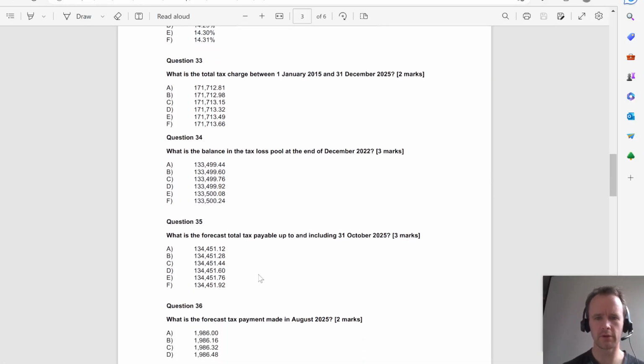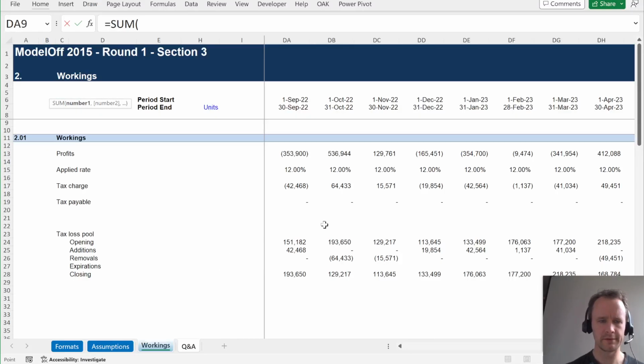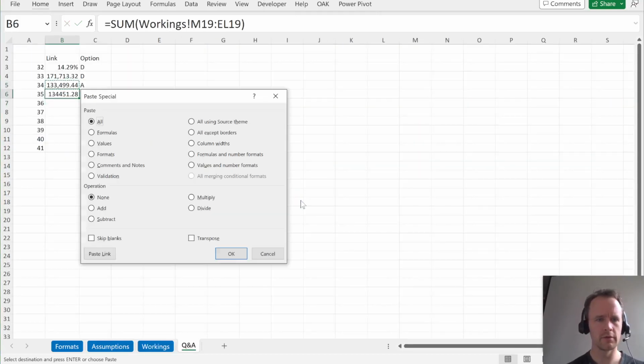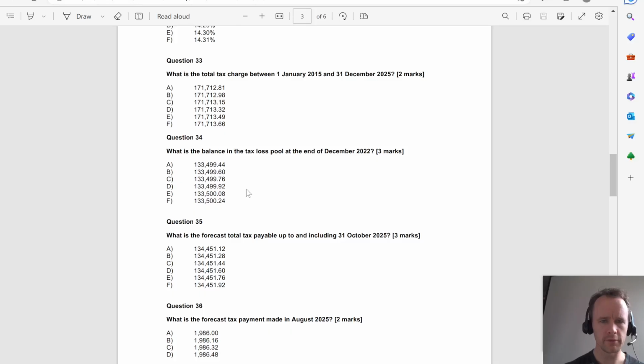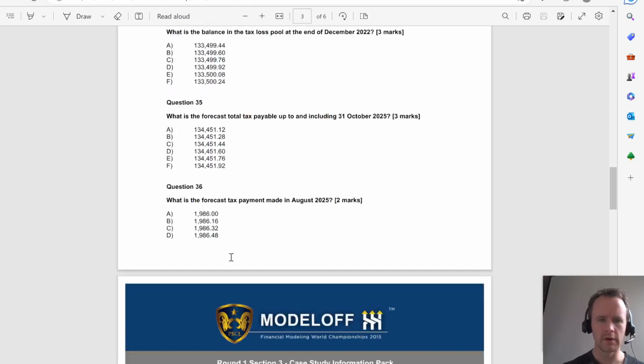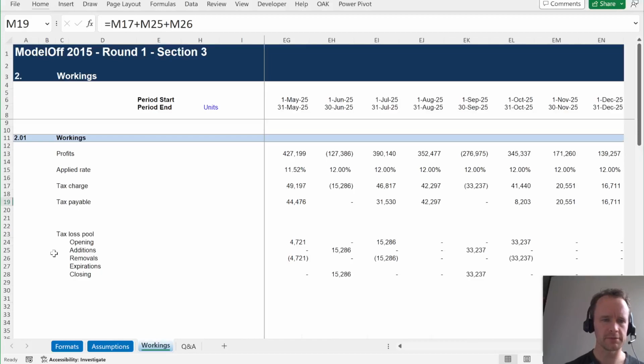35. What is the forecast total tax payable up to and including the 31st of October? It's a little random, but okay. Not including the last two. 134,451.28. That's B. Good. Forecast tax payment made. Oh yeah, sorry, I haven't done the payments. Whoops. So let's go here. Tax payment.